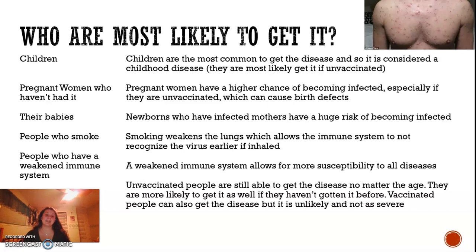The least likely people to get it, though, are adolescents and adults, even though unvaccinated people are more likely to get it no matter their age. But even if they are vaccinated, they still can get the disease, but it tends to be not as severe if they do. If they haven't gotten it before as a child, you are more likely to get it. But even if you do get it as an adult, vaccinated or unvaccinated, it tends to be more severe as an adult than when you get it as a child.